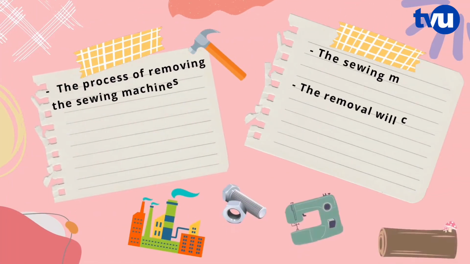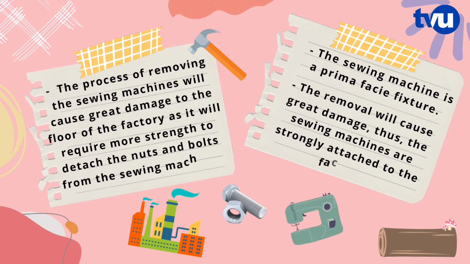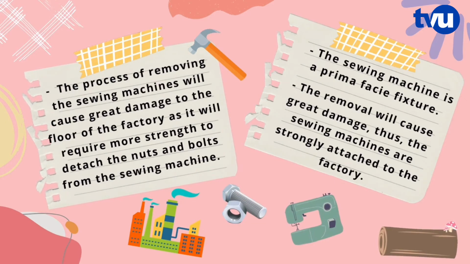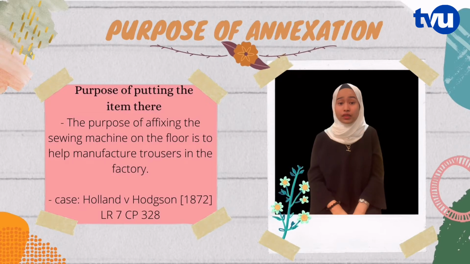Moreover, the process of removing the sewing machines will cause great damage to the floor, as it is attached with nuts and bolts, which will require more strength for it to be removed. Therefore, the sewing machines can be regarded as prima facie fixtures. Let us now look at the purpose of annexation of the 20 sewing machines.